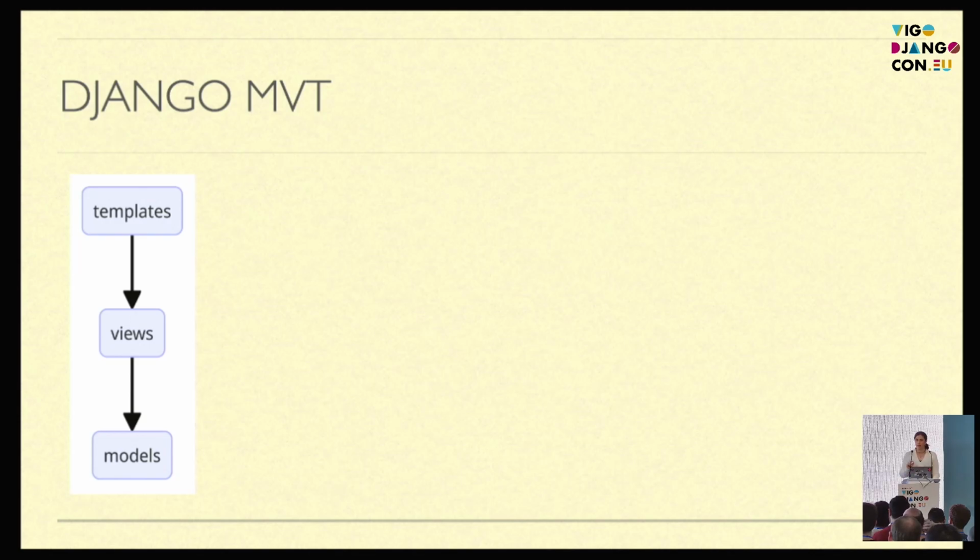So let's look at Django. Django uses a modified version of the MVC architecture called model view template, MVT. In Django, views depend on the models, and templates depend on the views. For instance, if you want to add something to a template, it needs to come from the views. And similarly, if the view needs data, you need to store it in the models.